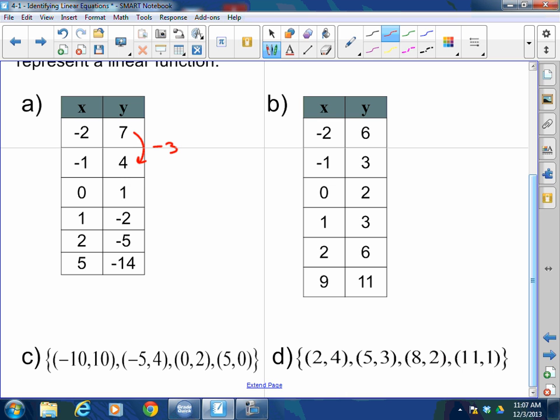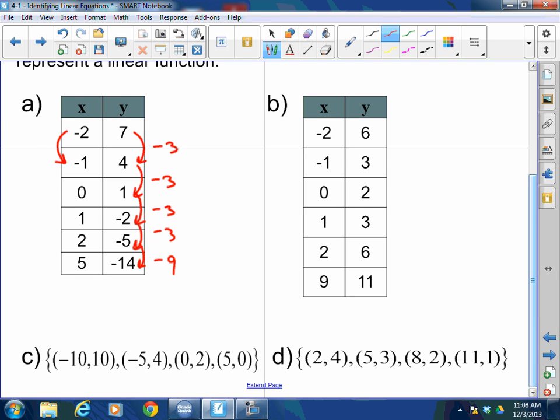Subtract 3. From 4 to 1. From 1 to negative 2. From negative 2 to negative 5. From negative 5 to negative 14, subtract 9. All right, now, how did I get from negative 2 to negative 1?